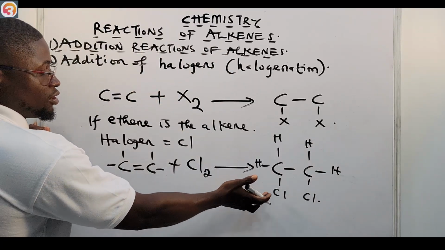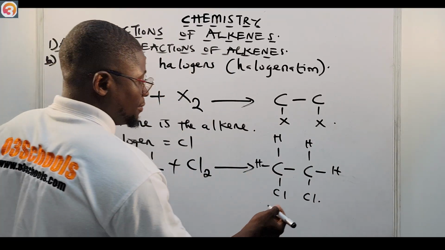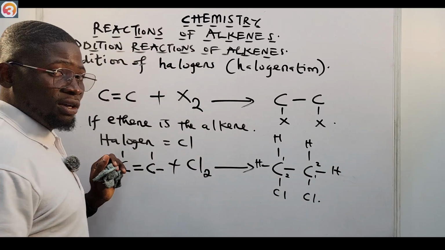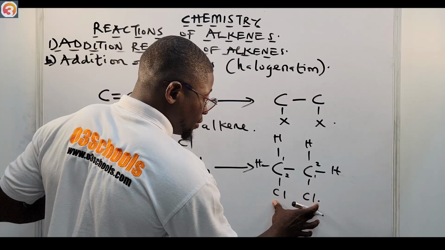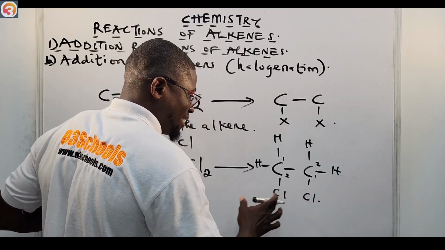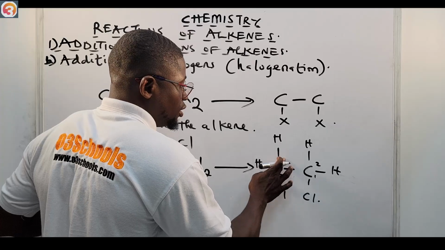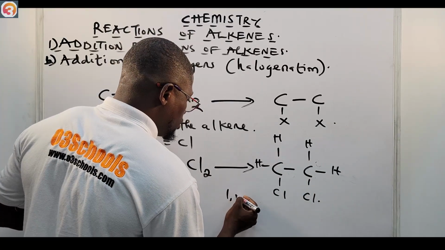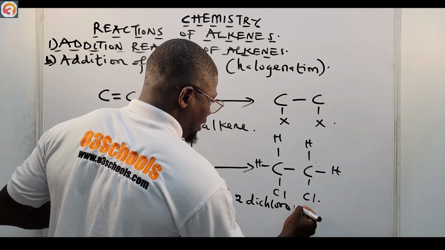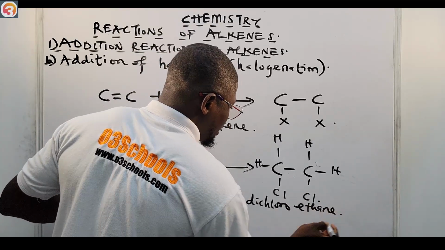So we can find the name of this compound. What is the name of this compound? If the numbers are 1, 2 or 1, 2, it does not matter, because the chlorine is the same group that is attached to both carbon atoms. So this will be 1,2-dichloroethane.